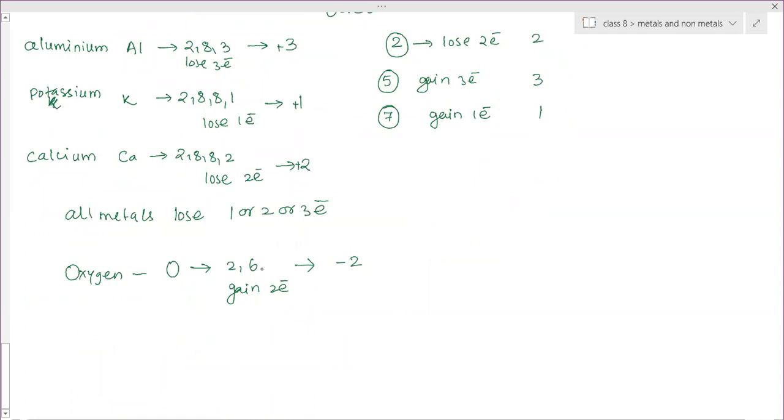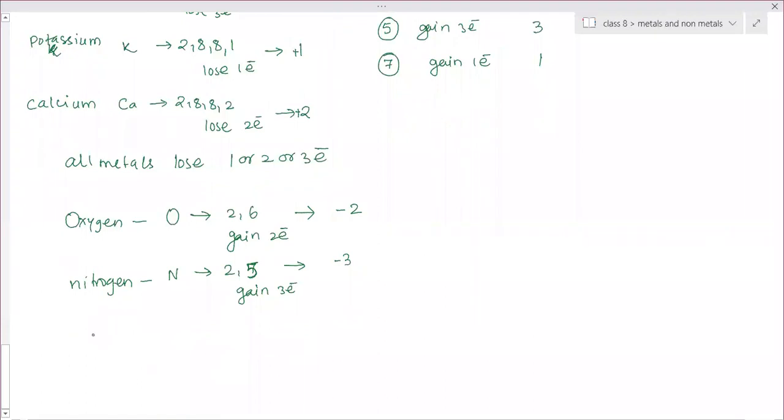Okay. Now nitrogen, N. Its electronic configuration is 2,5. So it will gain 3 electrons. So its valency is minus 3. Then sulfur.